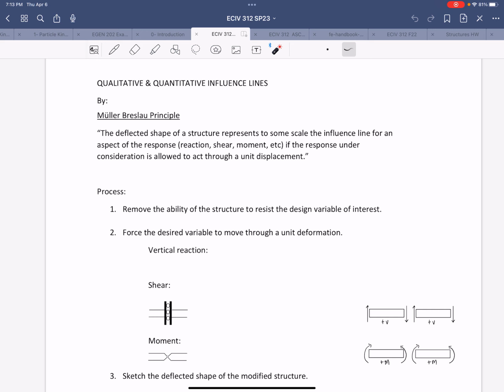It's called the Mueller-Breslau principle, and it's defined right here. As you'll find out, it's a lot faster and it's more fun. So essentially what this is saying is that if we make a modification to the structure according to which response we want to draw an influence line for, and then force that structure to undergo a unit deformation, also in accordance with the response that we want, then we can relate the deflected shape that results to the influence line that we're interested in.